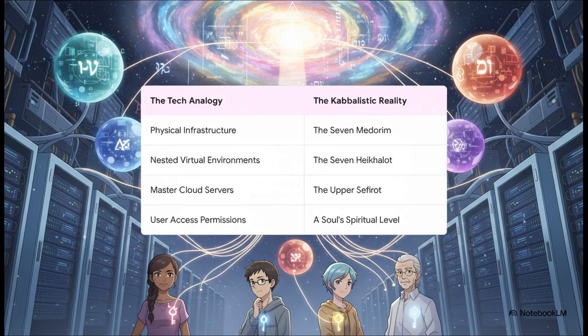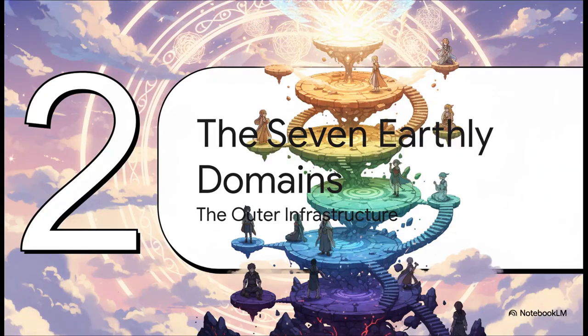Each one has its own OS, its own rules, its own permissions, and it's all based on the master code from the cloud, which are the upper Sephirot, the divine blueprint. And guess what determines your login and password? Your soul's spiritual level. That dictates your access rights in this cosmic system. So with that framework of hardware and software in our heads, let's begin the ascent.